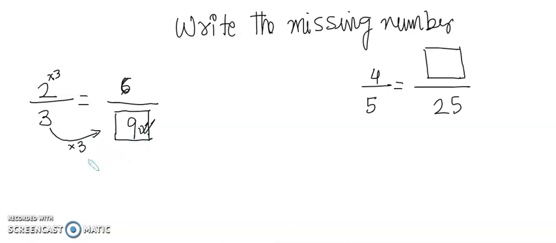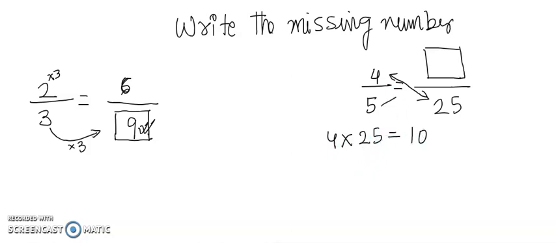Another method, I will explain the second method of finding this. Just have a look at this question. 4 by 5 is here, and you are asked to find the number here. There is one other method which you can also use. You cross multiply these two. So 4 times 25, you get 100.